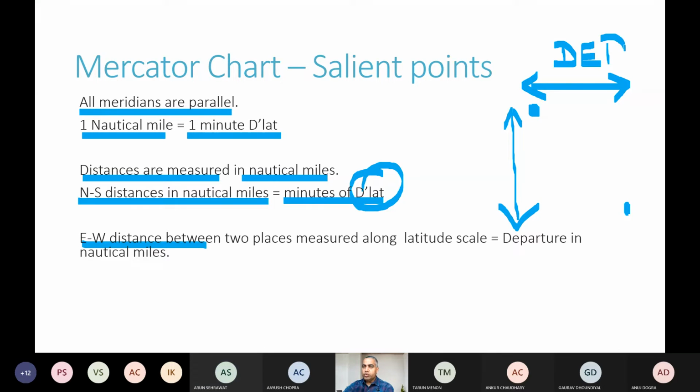Just remember this. It will always give you departure, never de-long. So east-west distance between two places measured along the latitude scale will give you departure in nautical mile. It would have been de-long if we would have used the longitude scale.